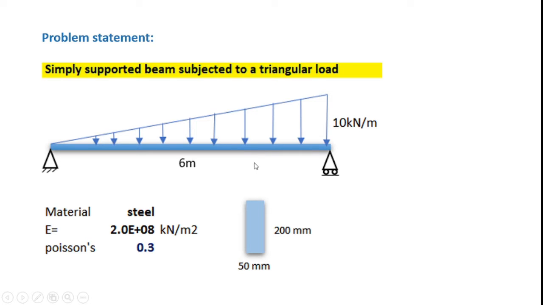The span of the beam is 6 meters and the cross section of the beam is shown here. The material is steel. The width of the cross section is 50 mm and the depth is 200 mm. The property of the steel material is E equal to 2 into 10 raised to 8 kN per meter square and the Poisson's ratio is 0.3.